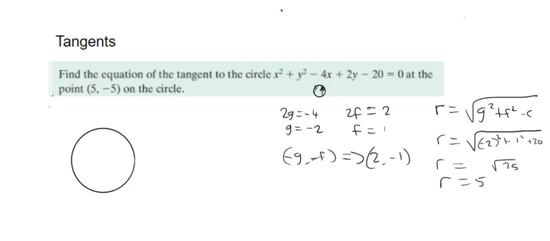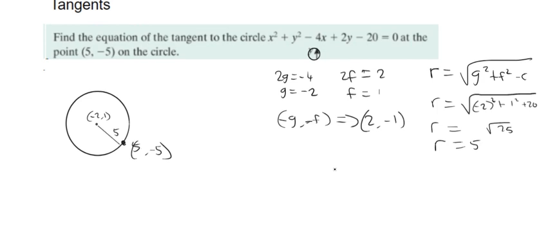So if I was to draw this circle, our centre we know is minus 2, 1, and our radius is 5. And the point 5, minus 5, I'll just put it down here somewhere. We know that the distance from that point to there is going to be 5. So that's the information we have. I don't think I really need the radius here. Ultimately I want the equation of this tangent, the equation of this line really is what I want.